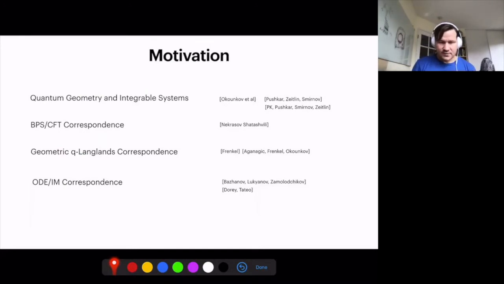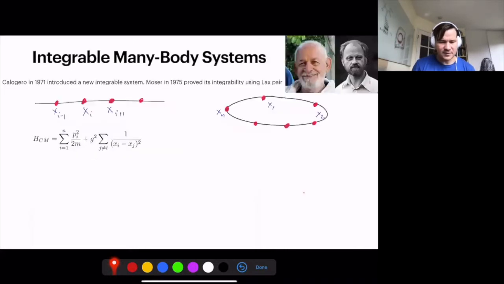Okay. So now I want to talk about 2 types of integrable models today and how they interact with each other. So the first type is the integrable or exactly solvable many-body systems. And of course, the most famous one, or at least I think the most famous one, is the Calogero-Moser system.